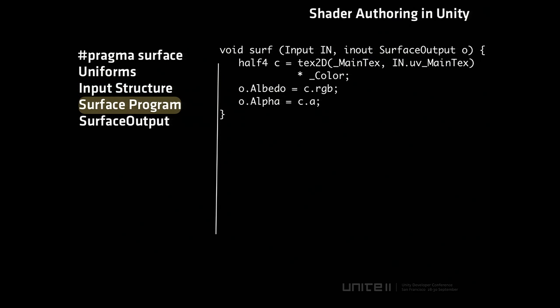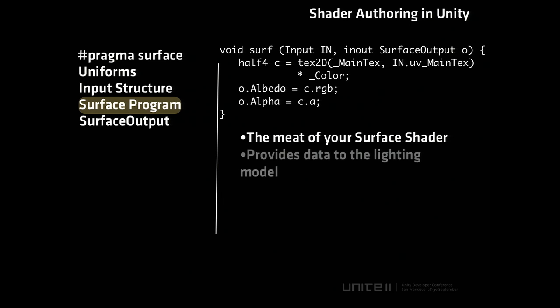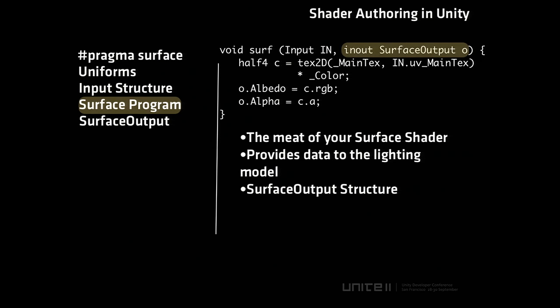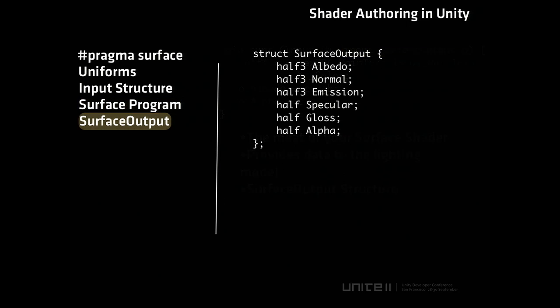Then you have the surface program. We're actually going to go into a lot more detail later, so this is an overview, by the way. This is the meat of the shader, and this describes everything you want to do, and it provides the data to the lighting model. You fill out the output structure, and this is the output structure itself. This is the default Unity output structure. It has the albedo, which is the surface color, the normal, which is the normal you wish to use to render, an emission, and then specular, gloss, and alpha.